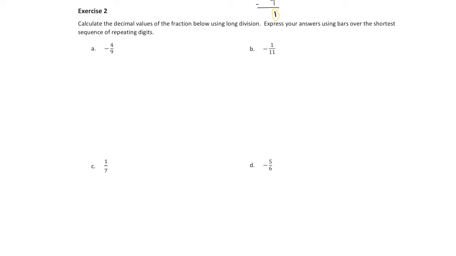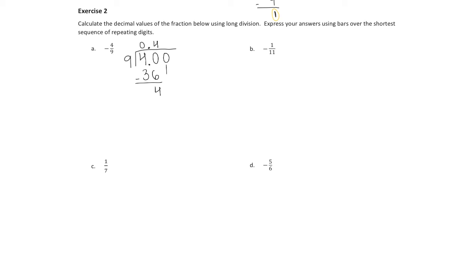Let's do A together. We have 4 divided by 9. How many times does 9 go into 4? Well, it goes in 0 times. Now we're going to add our decimal to the top and in our box. Let's add a 0. How many times does 9 go into 40? 9 goes into 40 4 times. 9 times 4 gives us 36. 40 minus 36 gives us 4.